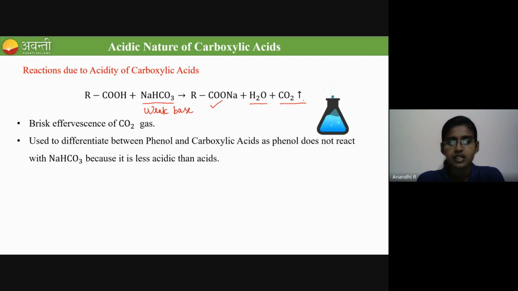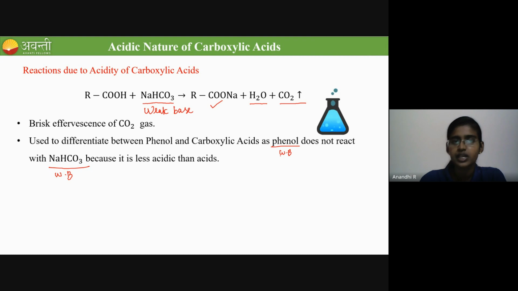Okay. And this reaction is used to differentiate between phenol and carboxylic acids, as phenol does not react with NaHCO3 because it is less acidic than acid. So since sodium bicarbonate is a weak base, it will not react with the phenol. Phenol is actually less acidic in nature, which can be otherwise called a weak base. So a weak base cannot react with another weak base. Only acid reacts with base, right? So two bases cannot react with each other.